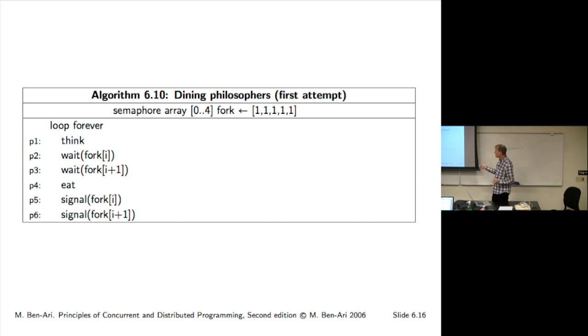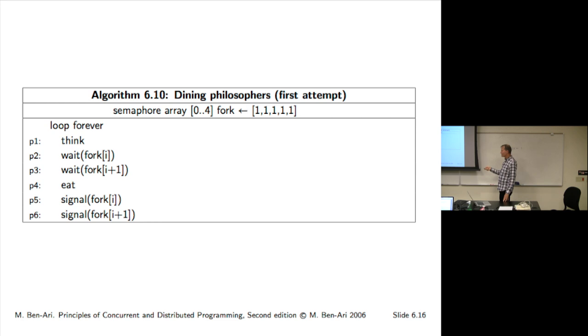And by the way, we assume that this is mod 5. Then after he does that, he can eat, and while he is eating, if anyone else wants to wait on one of those forks, that philosopher will be blocked. Then after he gets through eating, he does a signal fork sub I. That represents putting down the fork on the table, because if it's zero, it adds one to it, making it one again. And then signal fork I plus one puts the right one down.